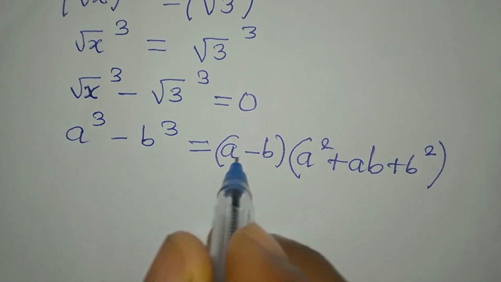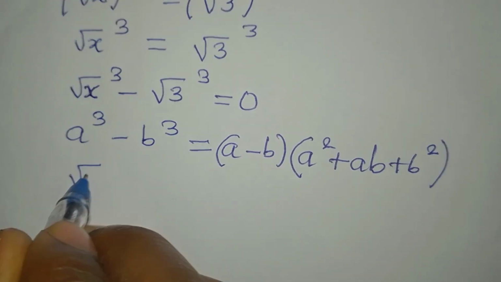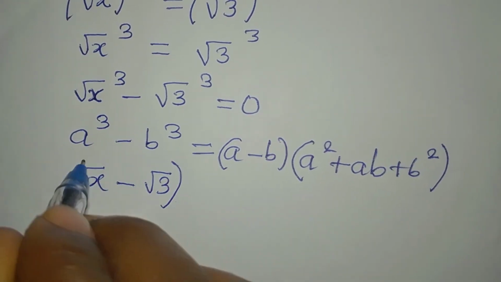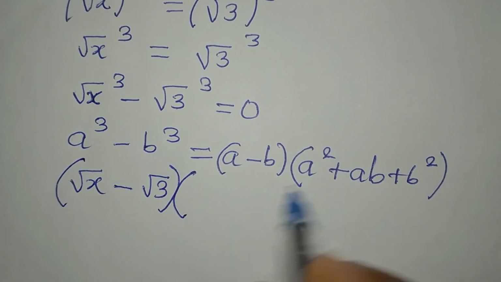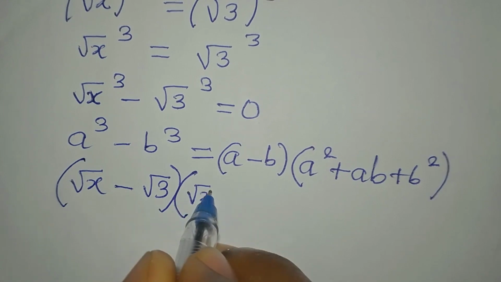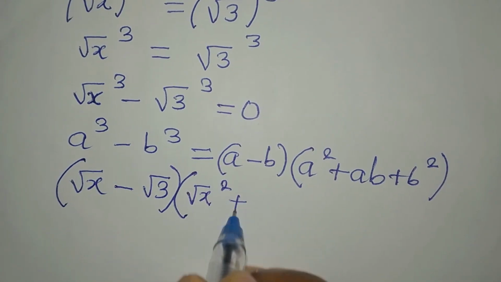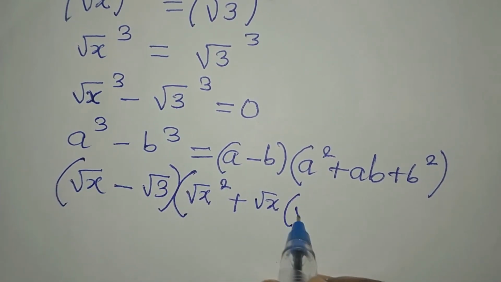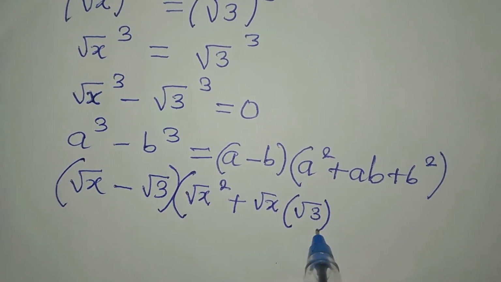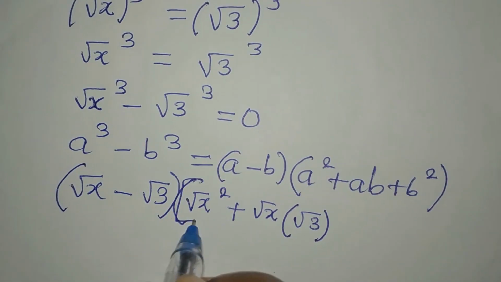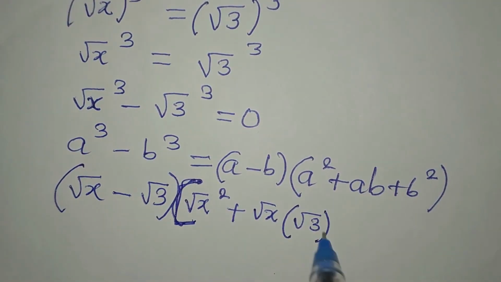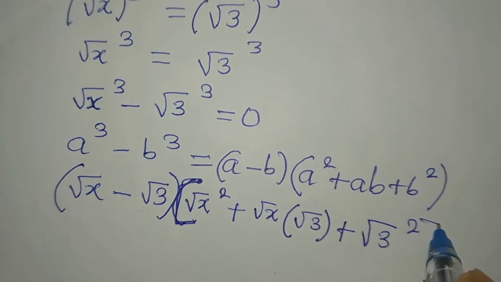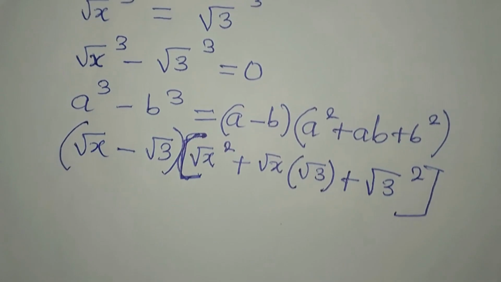Okay, so we're going to write this in this form. Our a minus b becomes square root of x minus square root of 3. Then in the second bracket, a squared becomes square root of x squared, then plus ab, a is square root of x, and b is square root of 3. Then I have plus b squared, which will be square root of 3 squared. Then we close this.